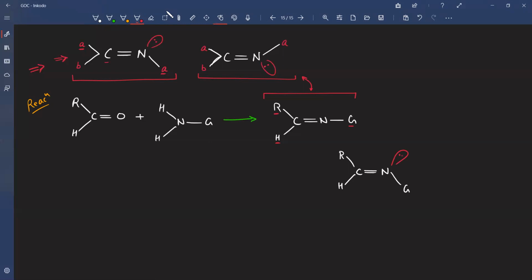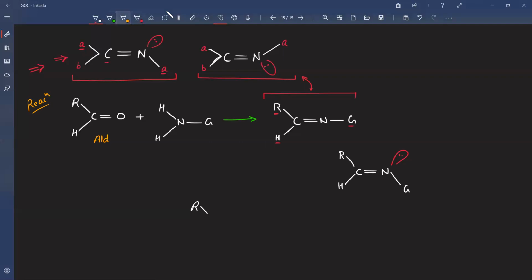Now this R and the group can be the same. R and H are anyways different. But instead of H, you can also expect another R. That is in case the first reactant is a ketone. Right now, this reactant here is an aldehyde. What if this is a ketone? In a ketone, you will find geometrical isomerism only if R and R dash are different. So there are two possibilities. That is, you will get R.